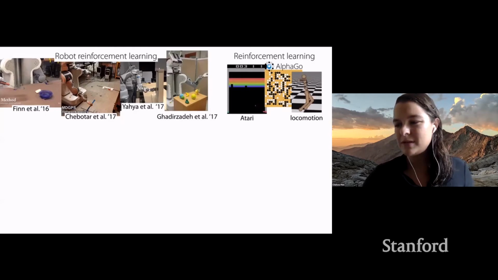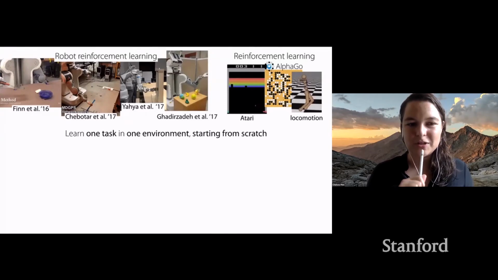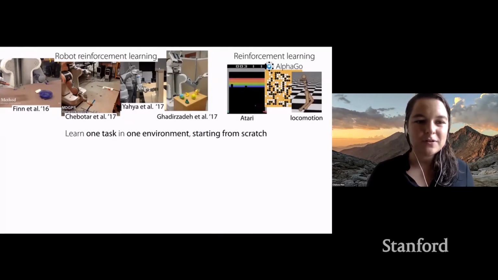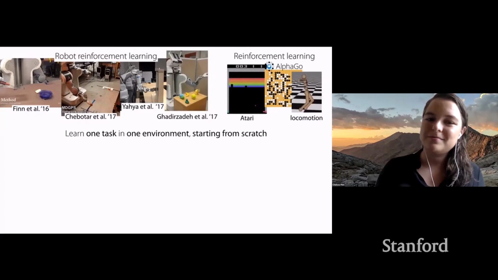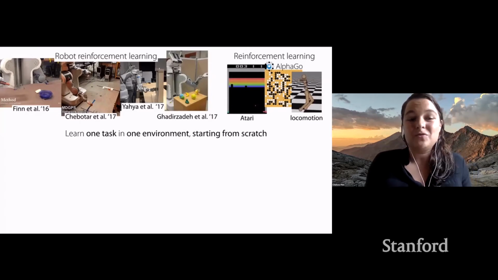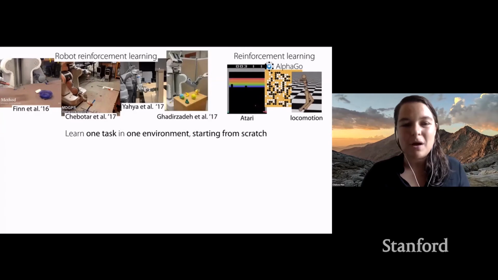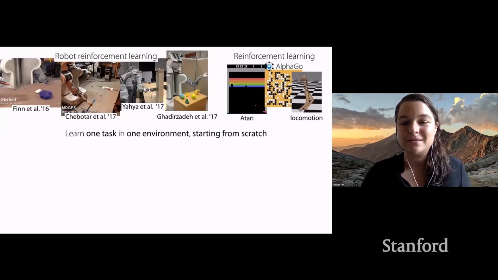And the problem was that the robot was learning this one task in this one environment starting from scratch. And if, for example, you gave the robot a different spatula or a different bowl, the robot wouldn't be able to complete the task. It would completely fail, and you'd have to just train it again from scratch with that spatula and that bowl if you wanted it to succeed. So this is a problem, especially if you care about building robots that can do many different things and can be generally useful.